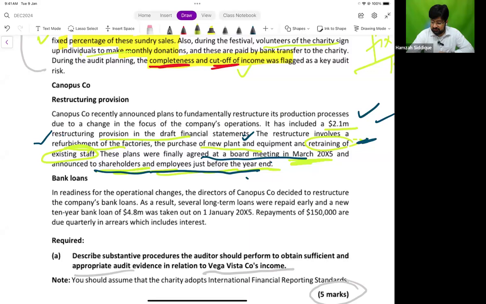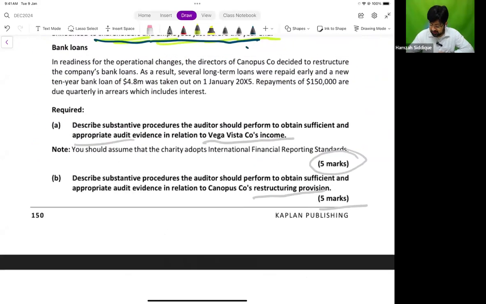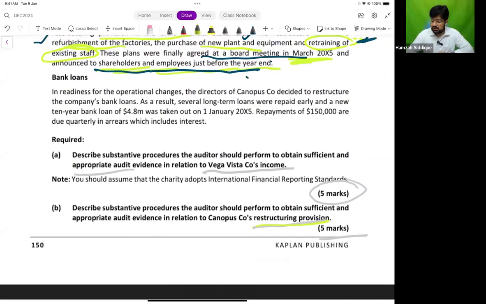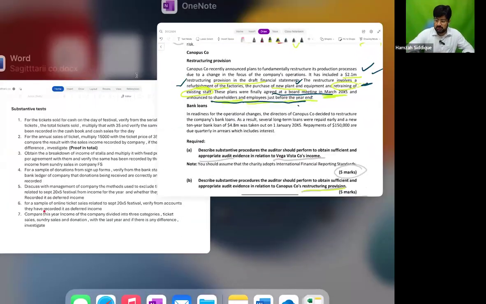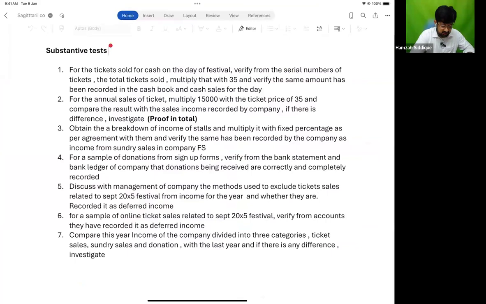For example, they have told us to write procedures on anything related to the restructuring provision. So what will we be writing? A substantive test on income. Now here, a substantive test on the restructuring provision.